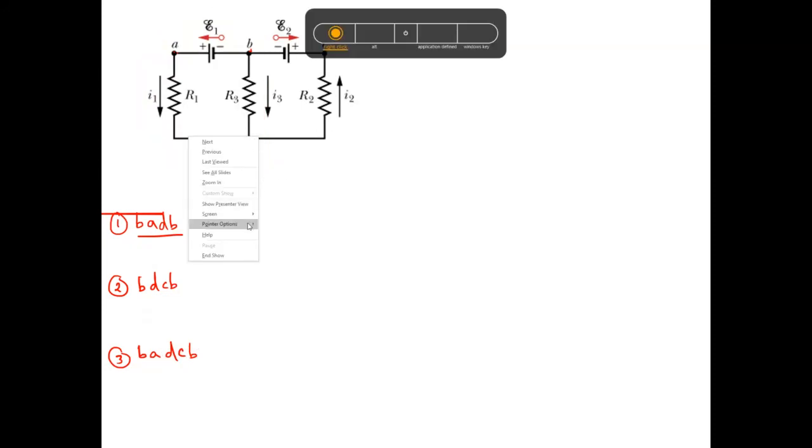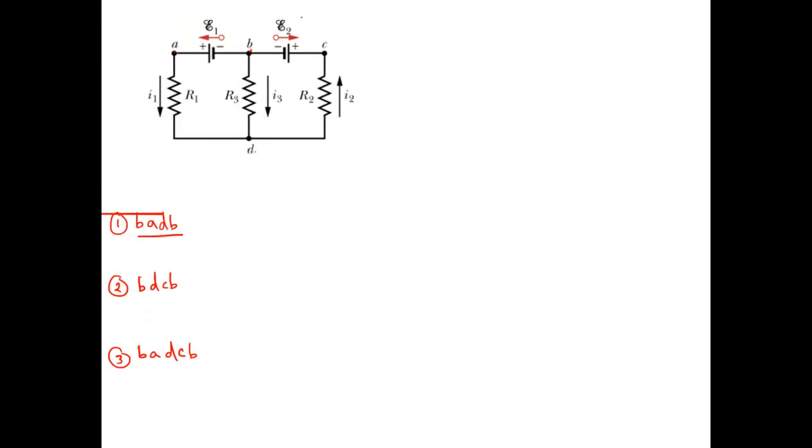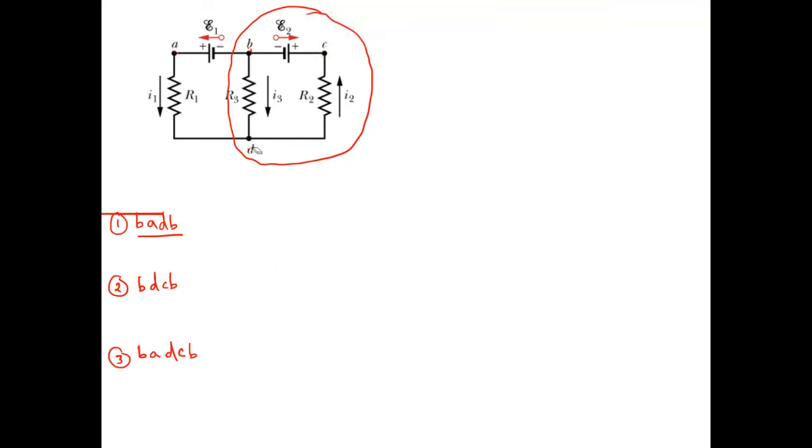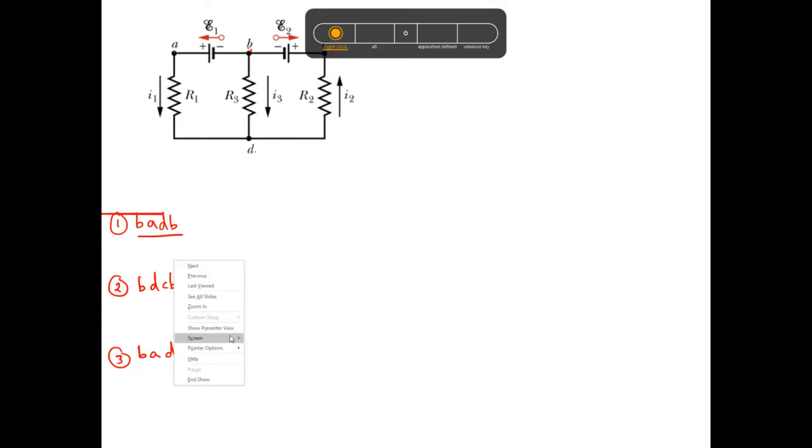What is your second loop? This is your second loop: B, D, C, B. Why am I ending with B? Because you have to consider the closed loop. Where I start, I will end here. Do you get my point? Okay. What is your third loop? B, A, D, C, complete, B. B, A, D, C, B. Clear?